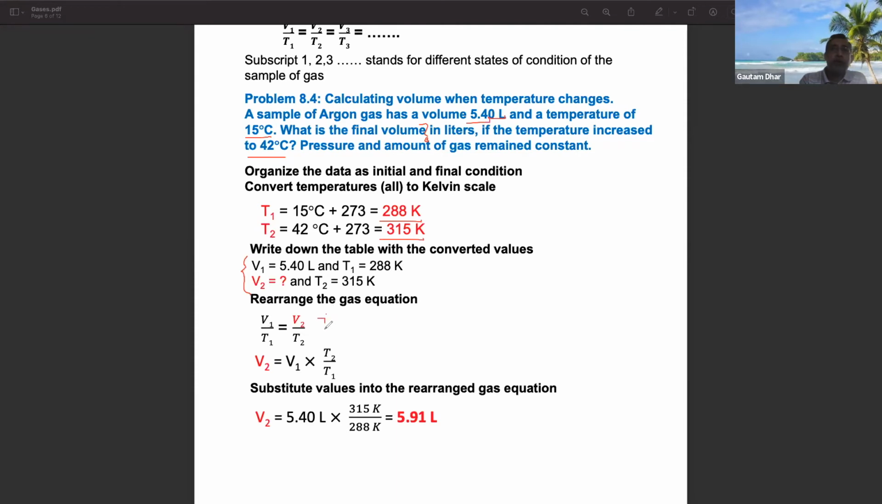Now from here, if you rearrange, you get here. Now how? Well, isolate V2. This is what we are trying to do. We are trying to isolate V2. So how can I isolate V2? If I multiply both sides by T2. So just multiply by T2 both sides, right? Then your T2 and T2 cancel out. So what you're left with is V2 equals V1 multiplied by T2 by T1. Again, temperature will cancel out and the volume will have the same unit as your V2. Okay. So if you substitute, it is 5.91 liter. So pretty simple math, but again, this rearrangement, conversion to Kelvin, this is where most of the careless mistakes come. Okay.